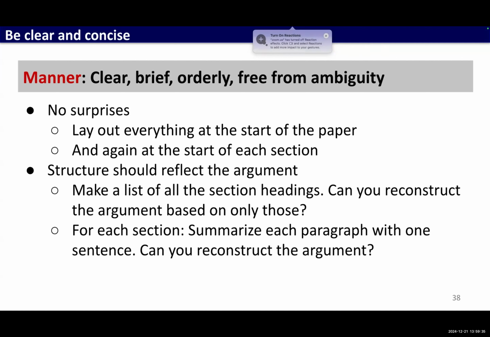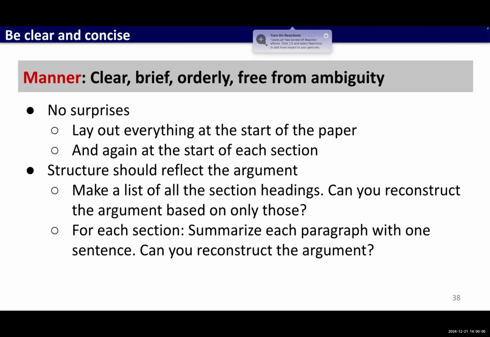The argument flows. But if you look at the section headings and you can't quite reconstruct the argument of the paper, then maybe you need a different section. Or maybe the sections have to be reorganized to make sure the argument flows. Or maybe you just have to change what you call each section, right? Because maybe the headings of the sections don't clearly reflect the content of that section. And this is, again, to make it easier on the reader, right?